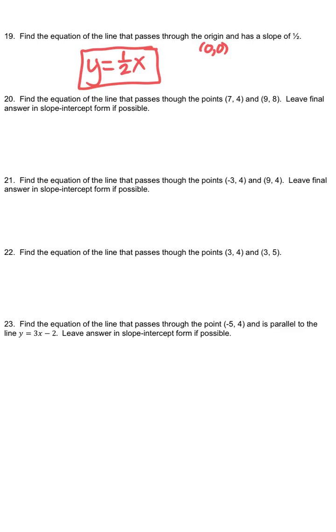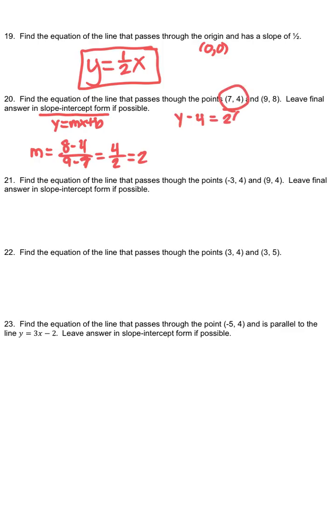Number 20, find the equation of the line that passes through the points 7, 4 and 9, 8, and leave the final answer in slope-intercept form. That's your y equals mx plus b. Well, we're given 2 points, so we have to find the slope here. So we have 8 minus 4 over 9 minus 7. All right, so we have 4 over 2. Simplify, that is 2. So we have y minus y1, which I'm going to use 4 for. So y minus 4 equals 2 times x minus 7. And that's our point-slope form.